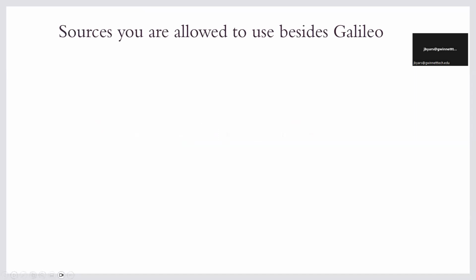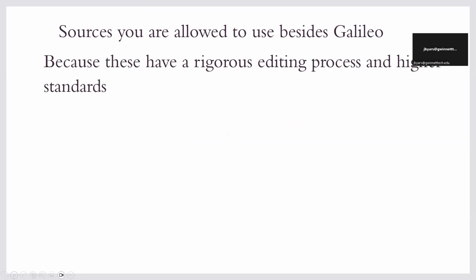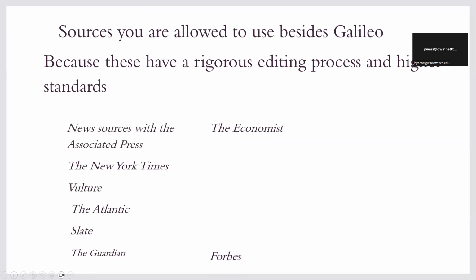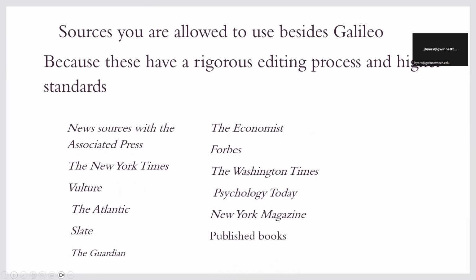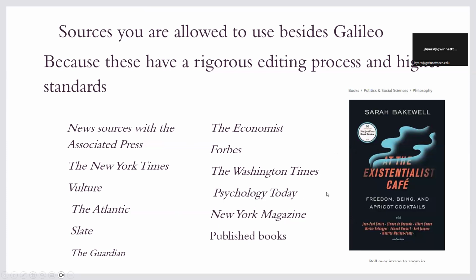So these are sources that you're allowed to use besides Galileo, because these have a rigorous editing process and higher standards. And I've gone over these, I've stated these before, earlier. And then books that have been published, of course. I have tons of books on philosophy, literature, criticism. So maybe you have a parent or someone in your life who has books about this kind of stuff. You can also use published books. Maybe you're a reader yourself and you read this book, The Existentialist Cafe: Freedom, Being, and Apricot Cocktails.